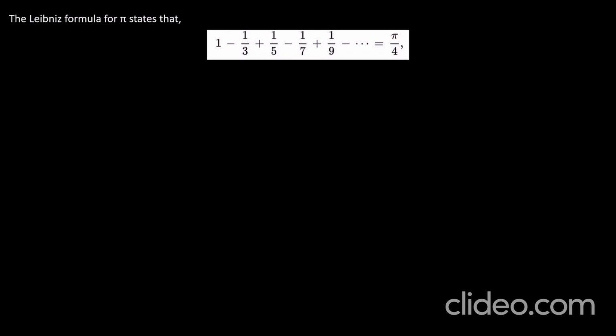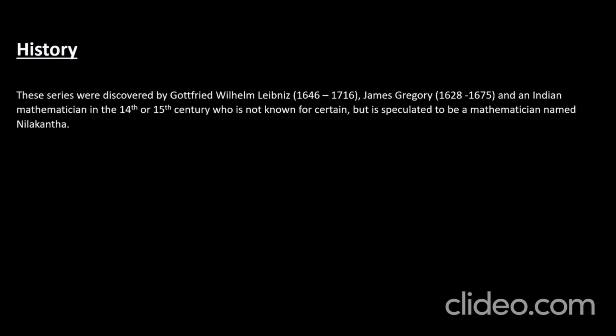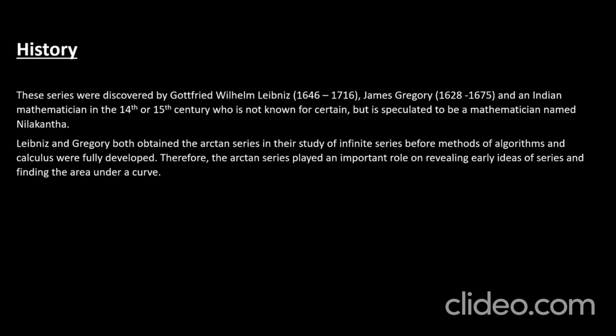Leibniz formula for pi. The Leibniz formula for pi states the following. One simple well-known proof goes as follows. Therefore, we obtain the arctan x series, where pi on 4 can be obtained by inserting x equals 1 into the series. The series was discovered by Leibniz, James Gregory, and an Indian mathematician in the 14th or 15th century, who is not known for certain but speculated to be a mathematician named Nilakantha.